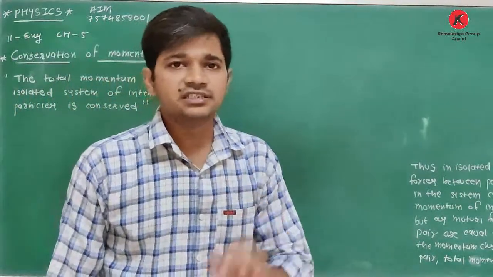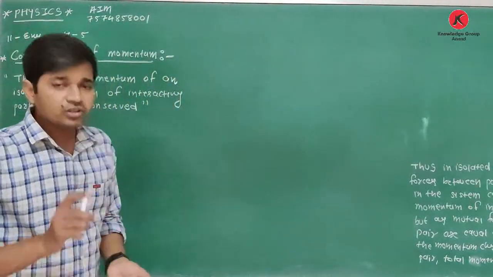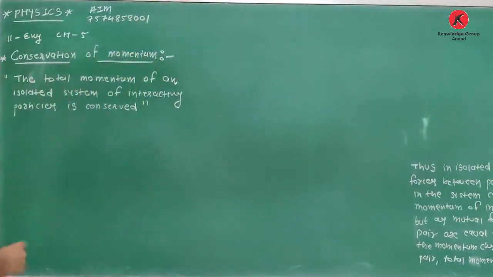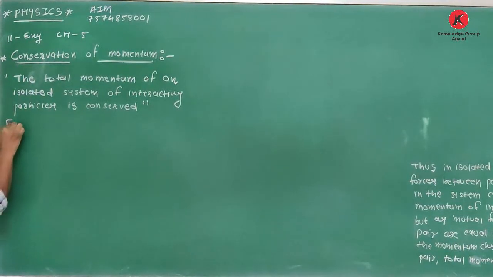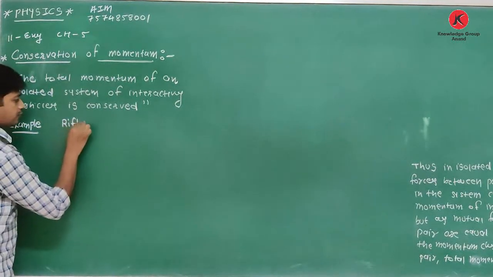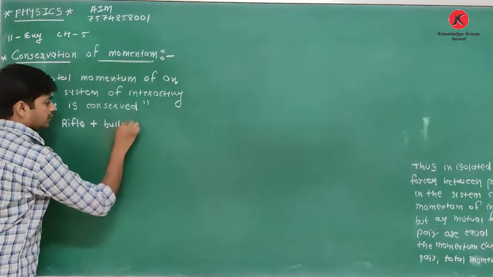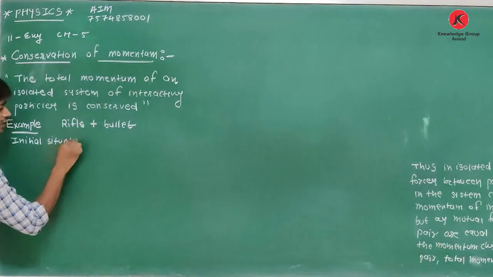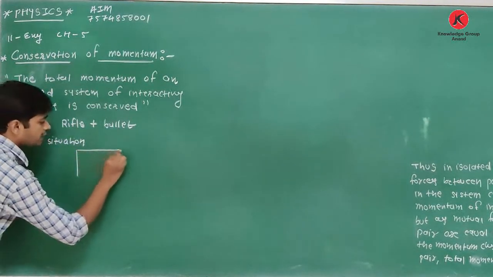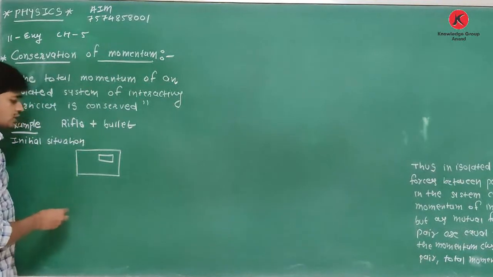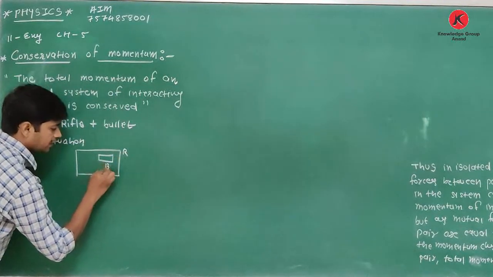Now we will prove this law of conservation of momentum with the help of one system consisting of a rifle and bullet. We are taking one system of rifle plus bullet. See, initial situation, initial condition, when the bullet is not fired. In that case, suppose it is the rifle, and the bullet is inside the rifle.